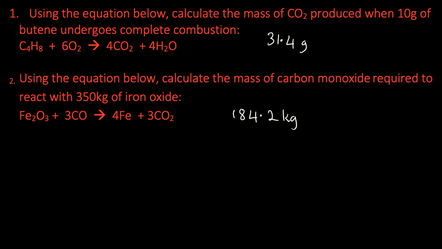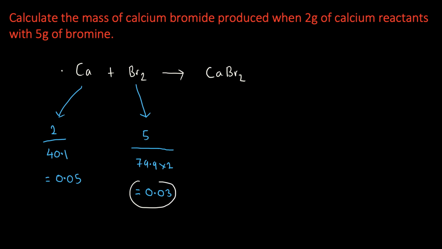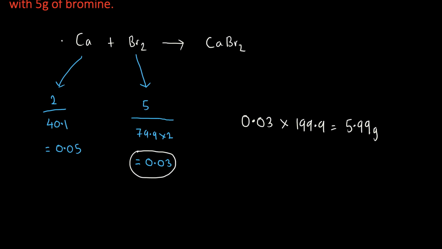This is what you should have got. First, write down the balanced equation, which is Ca plus Br2, giving us CaBr2. Now calculate the moles of the reactants. Bromine has the least moles. It's the limiting reactant, which means the moles of the product will be equal to it. So we have 0.03 moles of calcium bromide. Multiply this by the Mr, and we get 5.99 grams.